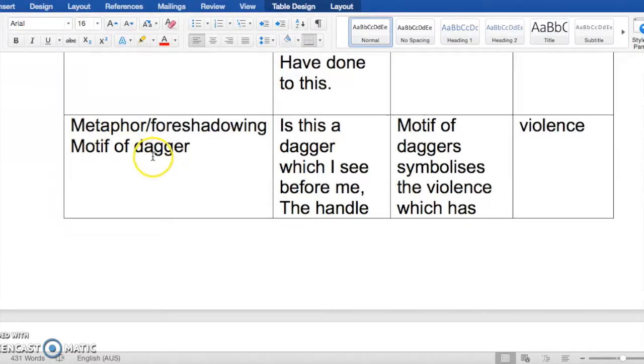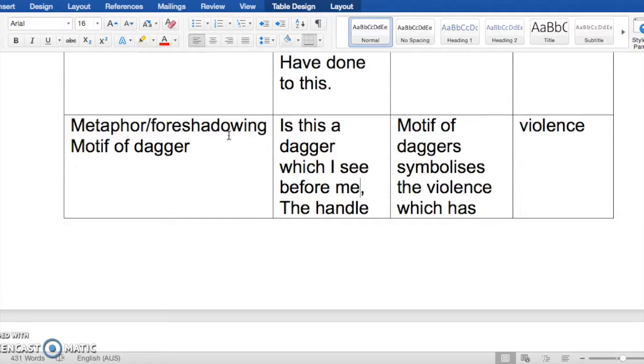A dagger is just a knife that was used back in the olden days. But what's interesting here is that Shakespeare also uses a metaphor, because that's what a motif is. It's just a symbol, and a metaphor is symbolic for something. Also, it's foreshadowing. Anytime in a play or any text when they sort of tell the future of what's happening, not as a prophecy, but they give hints to the reader or to the audience about what's going to happen, that's called foreshadowing.